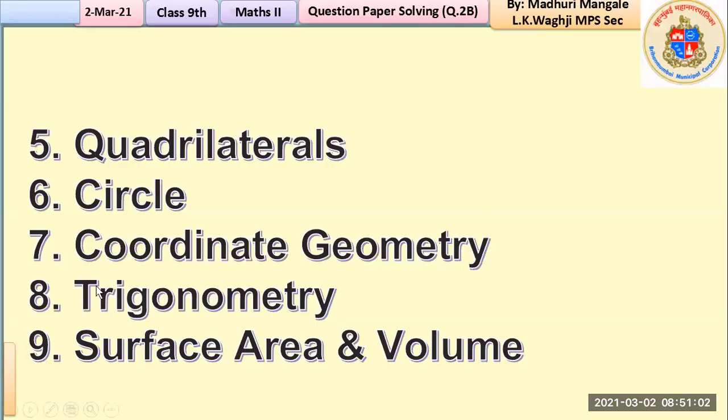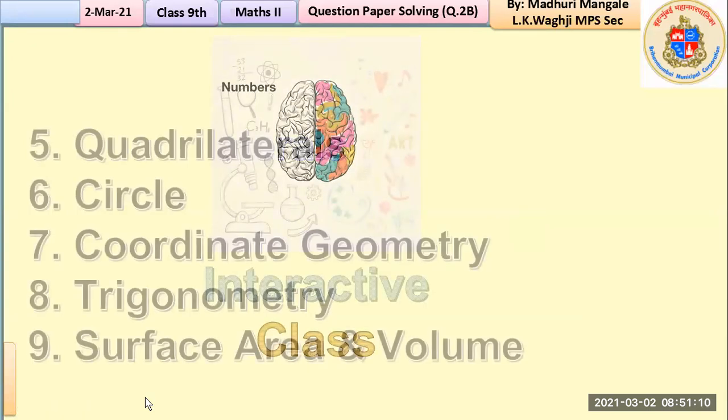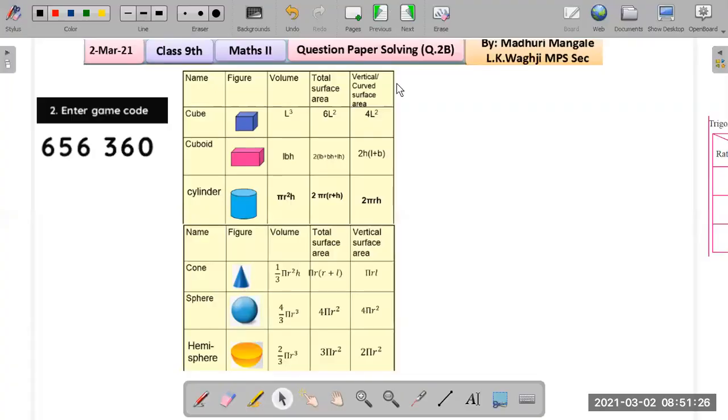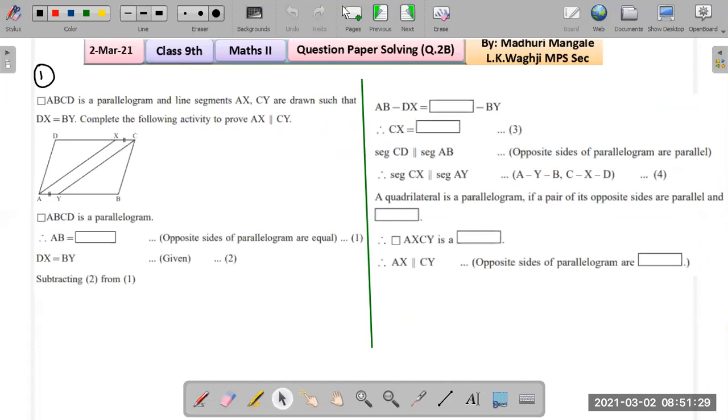And which are the topics or the chapters? It's quadrilaterals, circle, coordinate geometry, trigonometry, surface area, and volume. All right. So yes, there will be a quiz, but at the end, before that, we will look at a few questions based on 3A. Question 3A. So let's start with the first question. That's the first question. And let's see how to get the answers with the reasons or the steps which are given in the question itself.